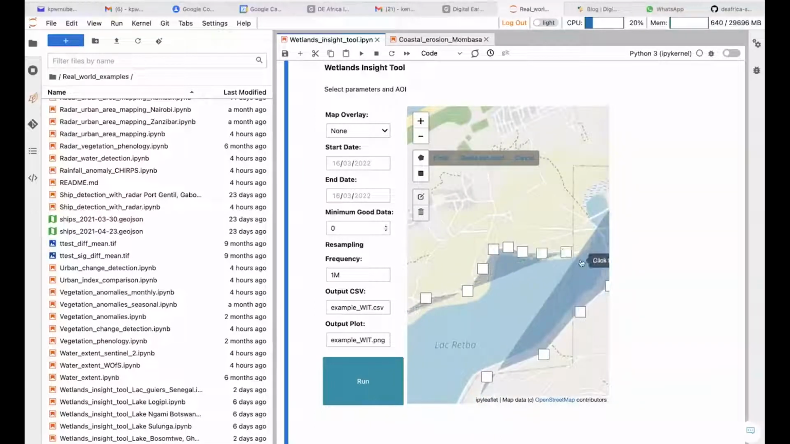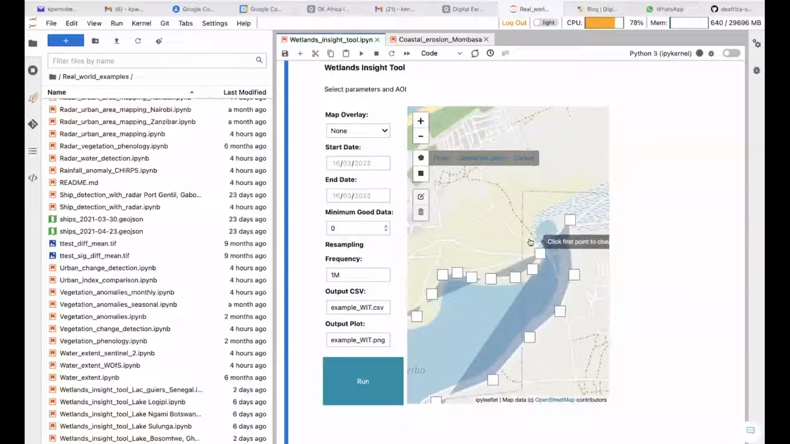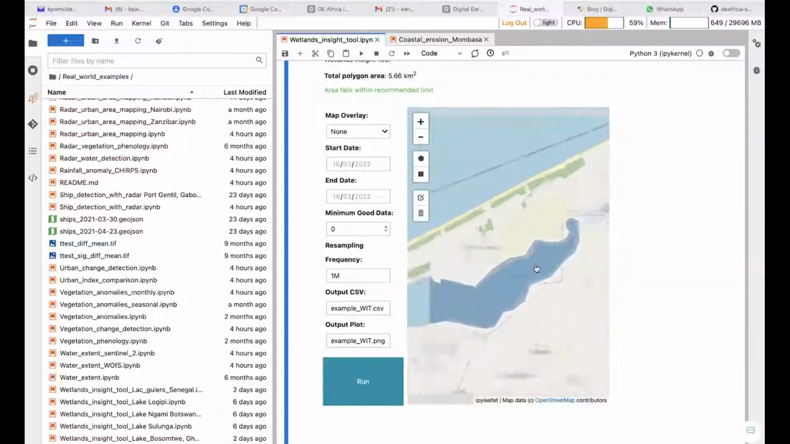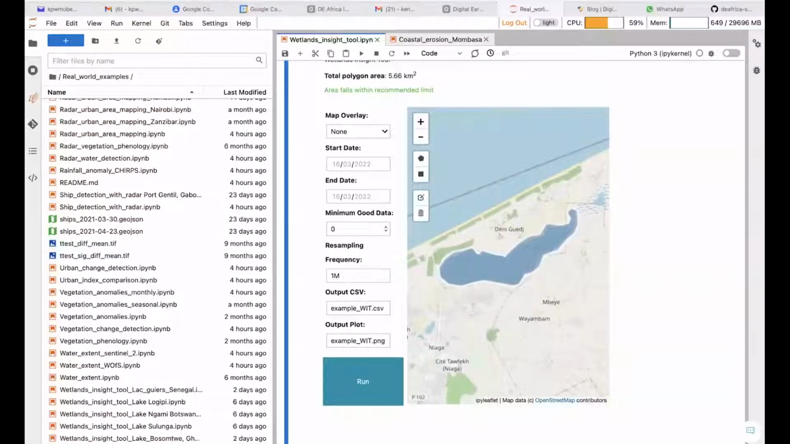This is Lake Retba, or La Rose. Sometimes it changes its color because of salt. So it's fairly reasonable. I'll just change the dates to specific dates. For example, I know I was there around 2019. So we could do it for 1 year. So the best thing about this tool is that anyone can use it for free and you can test it anytime.